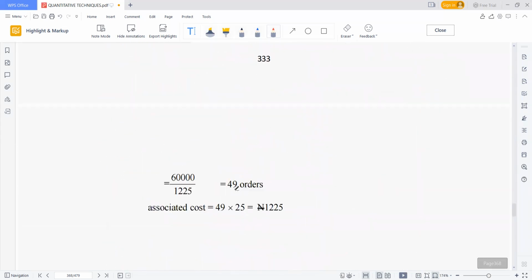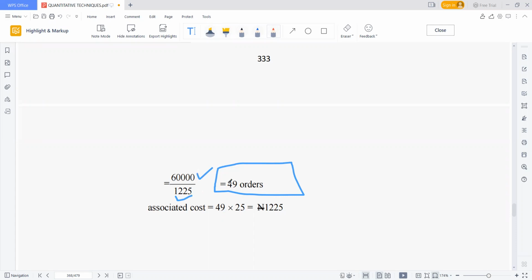So what do we get? We get 49 orders. It simply means that we are going to be ordering 49 times for that particular year, because in a year we have 60,000 as demand. And for every order that we make, we are going to be receiving 1,225, which is our quantity.